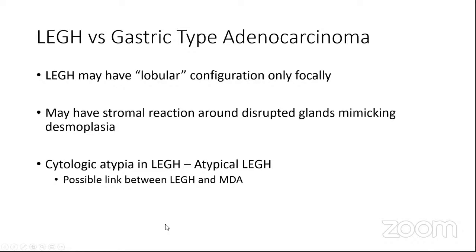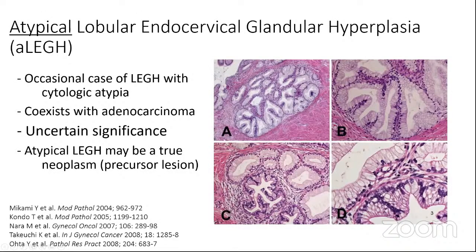So next I'll be talking about this entity, atypical lobular endocervical glandular hyperplasia. And you can see here nice examples of the lobular configuration, very bland cytology, but then occasionally a gland that shows more cytologic atypia, enlarged nuclei, prominent nucleoli, often coexisting together, and we really didn't know what the clinical significance of these were in the beginning.